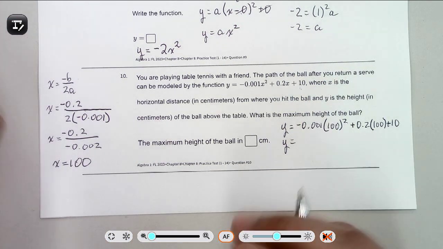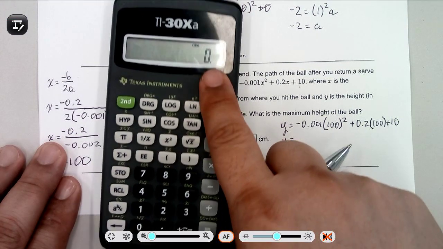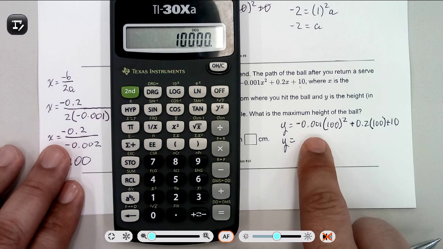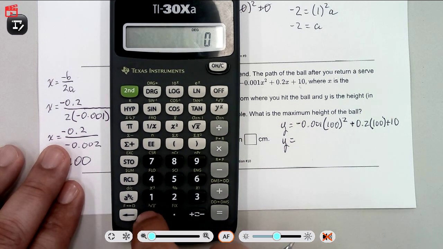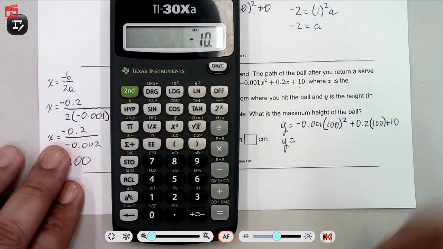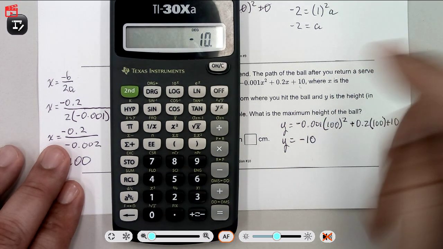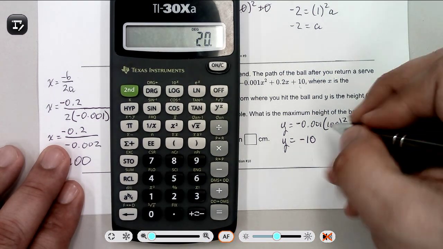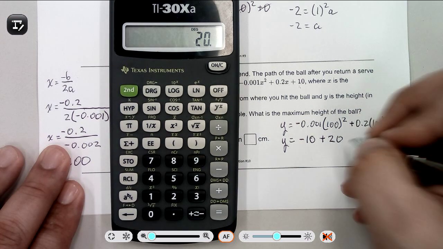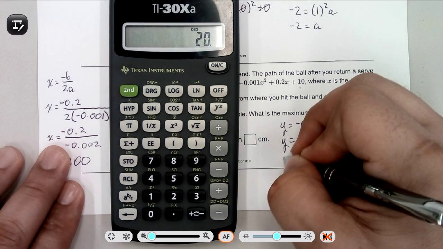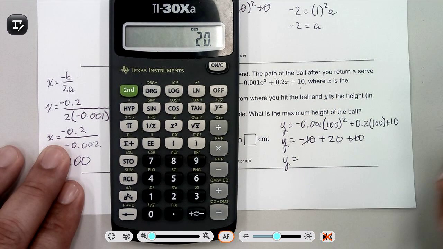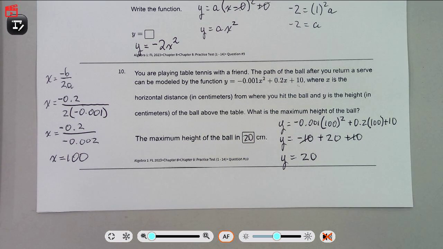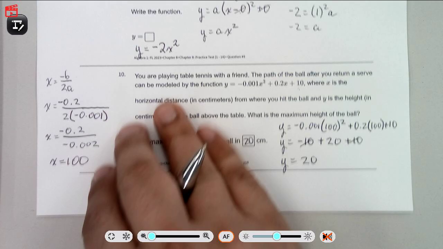Again, we're going to do some calculator work. We're going to do 100 squared, following order of operations, 100 to the second power. It's 10,000 times 0.001. Make sure to make it negative. So that's negative 10. 0.2 times 100 is 20, plus 10. Negative 10, positive 10 cancel. Equals 20 centimeters. So the maximum height of the ball is 20 centimeters. On to number 11.